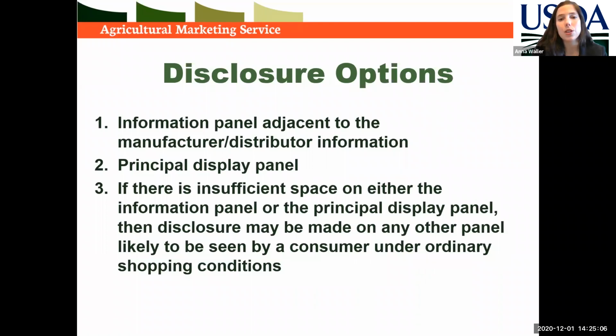Second, the disclosure can be made on the principal display panel. The principal display panel is typically the panel that is most likely to be displayed, presented, or shown when the food is being sold in a retail setting. Last, if there's not enough space on the information panel or the principal display panel for the disclosure, it may be made on any alternate panel that is likely to be seen by the consumer under ordinary shopping conditions.